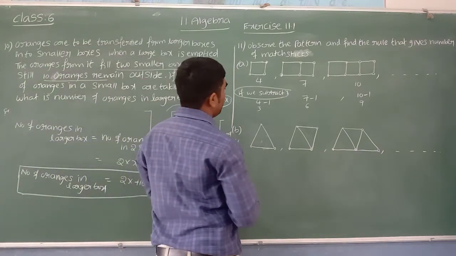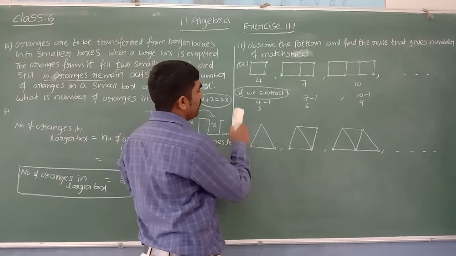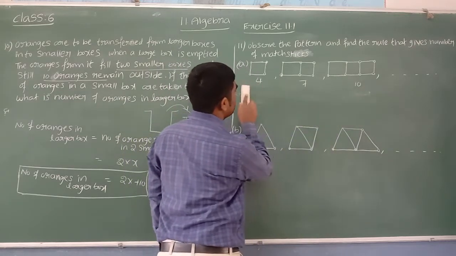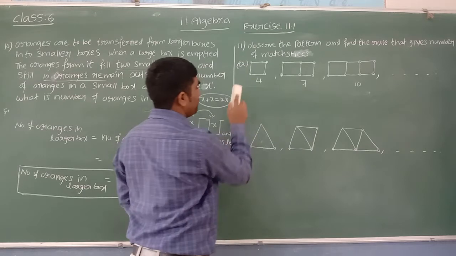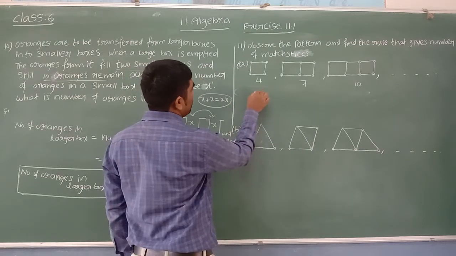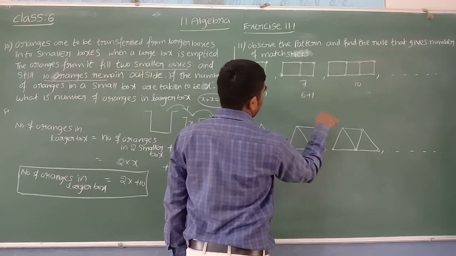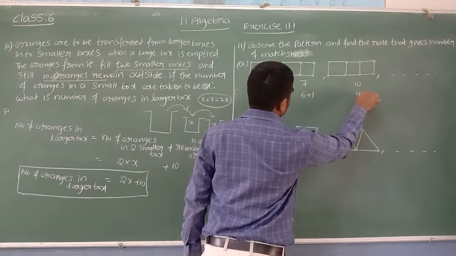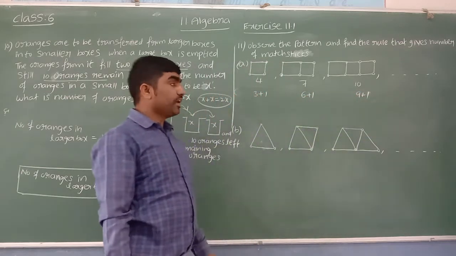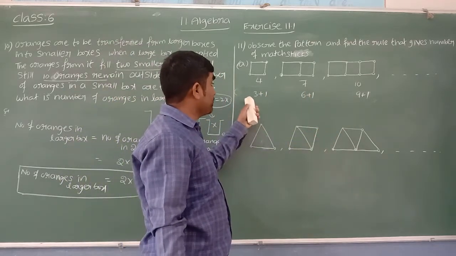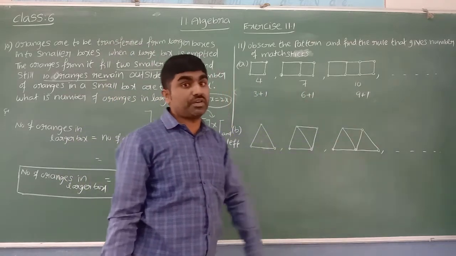Now we can see there. To get 4, I will write 3 plus 1. 7 I can write as 6 plus 1, 10 I can write as 9 plus 1. Why like this, sir? So that plus 1 is common in all, and the leftover numbers 3, 6, 9 are multiples of 3, no?